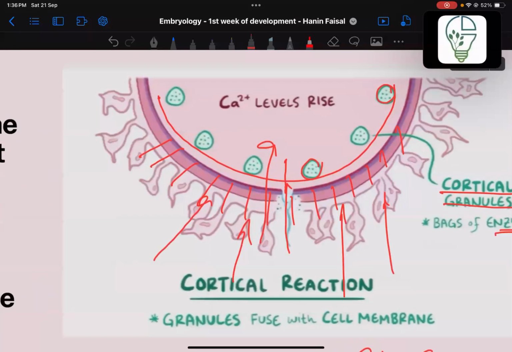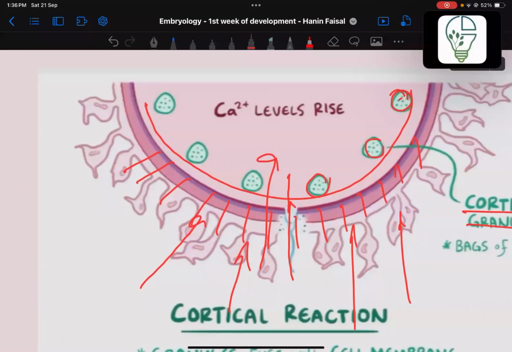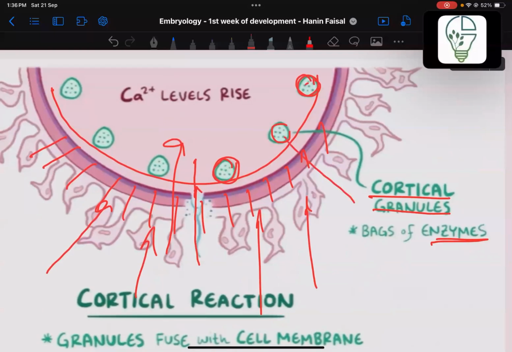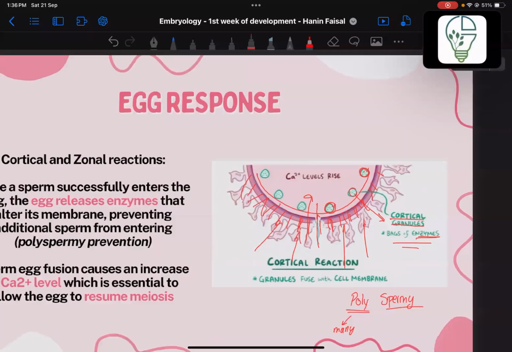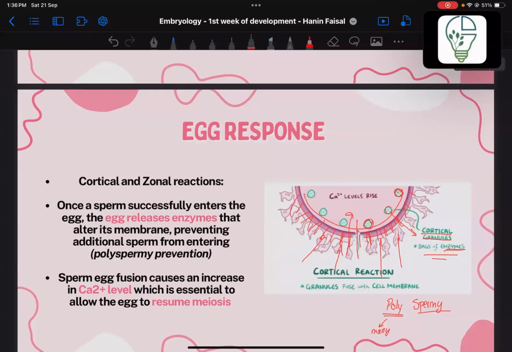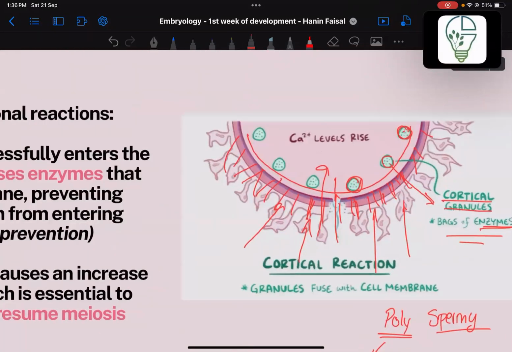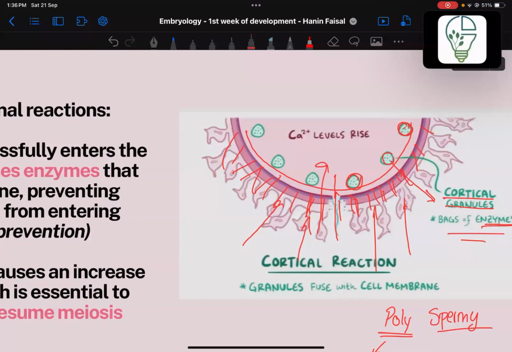So again, a recap. What happens is you're going to have those cortical granules, which have enzymes. Those cortical granules are going to burst, releasing the enzymes. And those enzymes will harden this wall. And when it's going to get hardened, the rest of the sperms won't enter. Is everything clear so far? Yep. The zona pellucida is the thing that's going to get hardened. The zona pellucida.